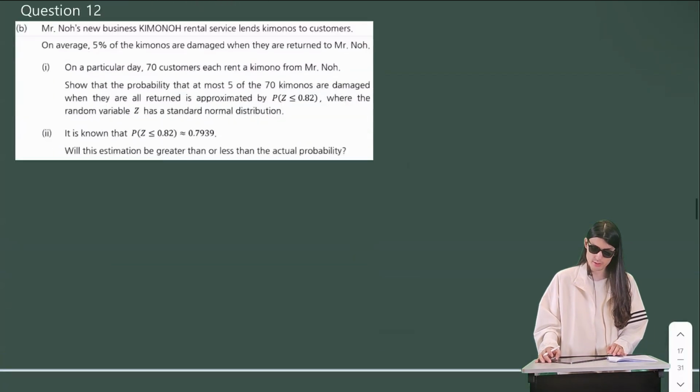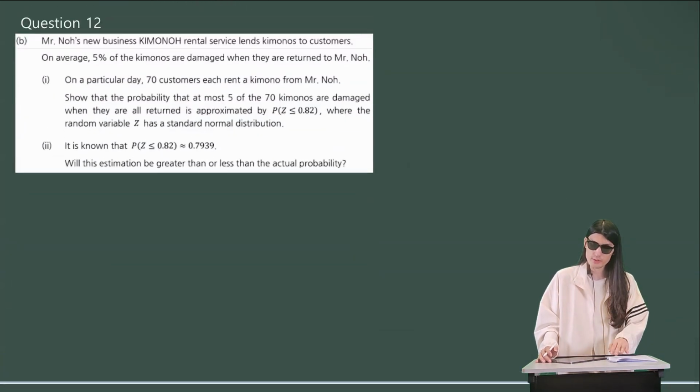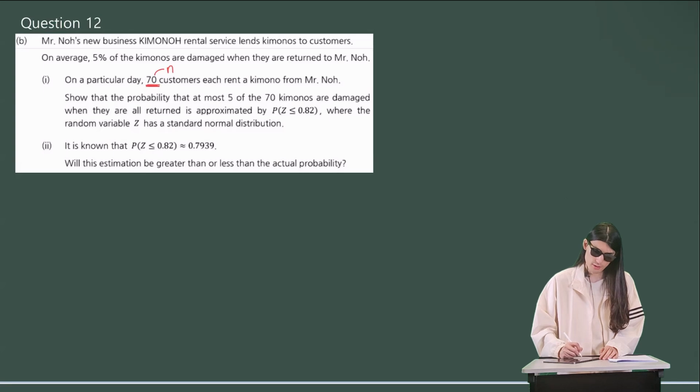Next. Kimono rental service. On average, 5% of the kimonos are damaged when they are returned to Mr. No. On a particular day, 70 customers. This will be your sample size n for the question. Probability that at most 5 of the 70 are damaged. 5 out of 70.